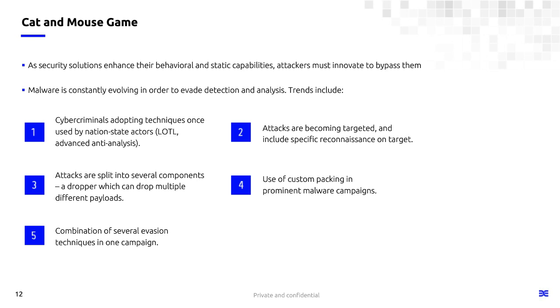The third trend that we saw is that attacks are split into several components. This is mostly a dropper, which can then drop multiple different payloads based on different parameters chosen by the attacker. This could be, for example, the location of the infected system, the geolocation, if it is in Europe, if it is in the US, or in Asia.